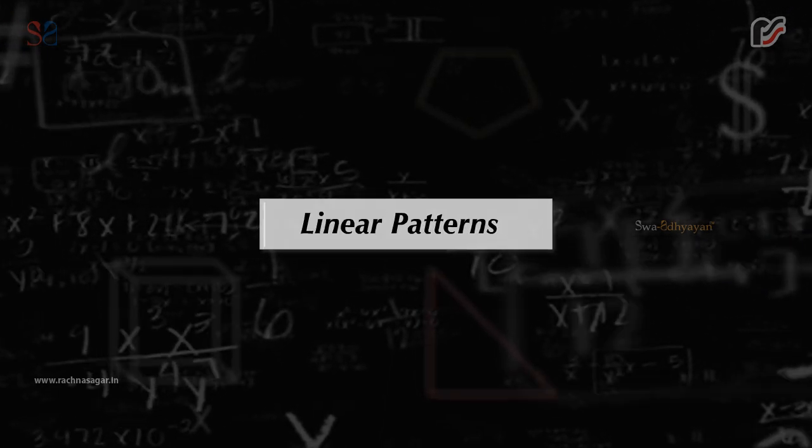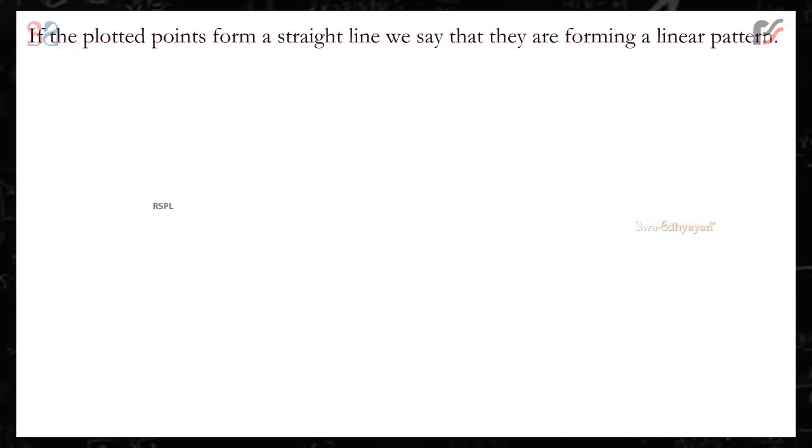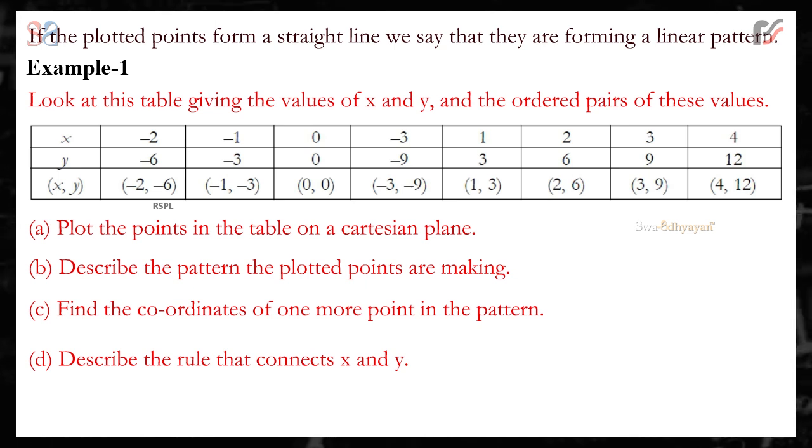Linear patterns. If the plotted points form a straight line, we say that they are forming a linear pattern. Example 1. Look at this table giving the values of x and y and the ordered pairs of these values. x, y, (x, y). -2, -6, (-2, -6). -1, -3, (-1, -3). 0, 0, (0, 0).